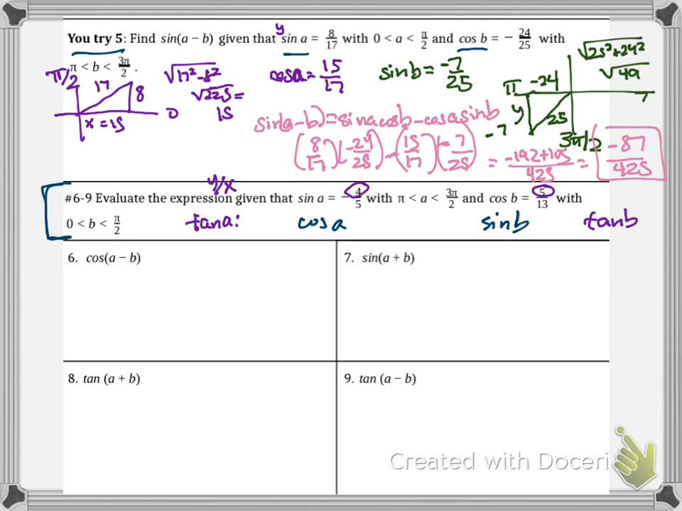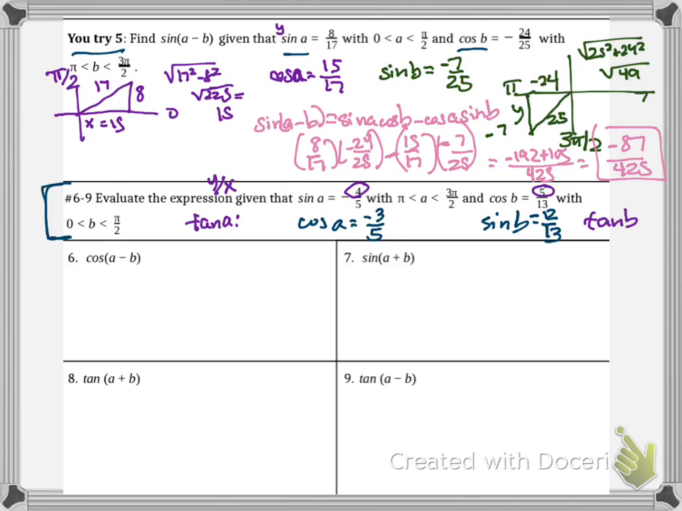So number 6 through 9, we have to figure out the other values. And actually, this is really close. So if you figure it out, cosine of A, it's close to the first example too. So cosine of A, if you solve for it, that ends up being negative 3 over 5. It's in quadrant 3, so therefore it is negative. Sine of B is 12 over 13.